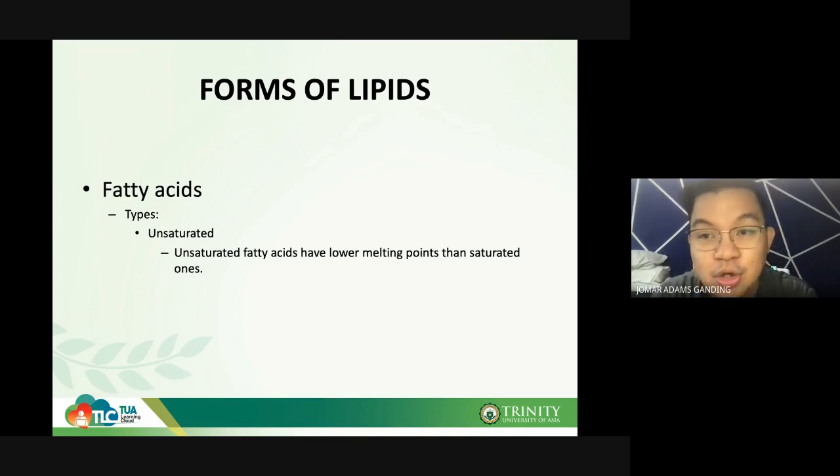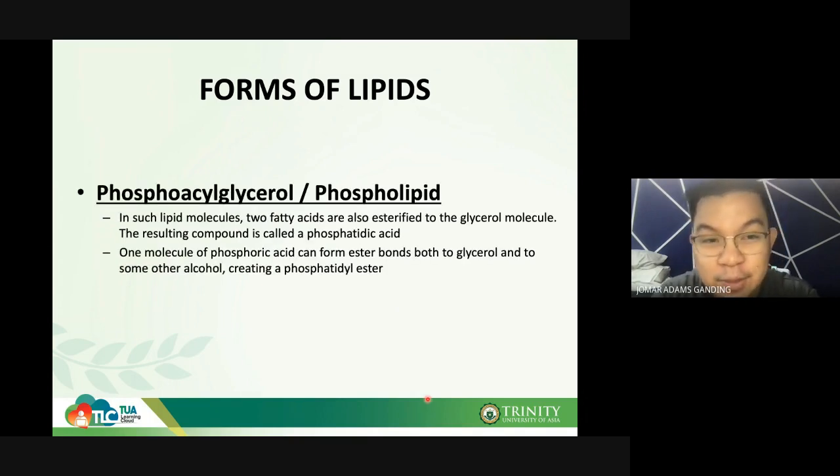Now let's proceed to the second lipids, which are your phospholipids. Your phospholipids are also known as phosphoacylglycerol. In such a lipid molecule, you have two fatty acids. Sabi ko nga sa inyo, your fatty acids are usually bound to other compounds. When we say phospholipid, you have two fatty acids that are esterified to your glycerol molecule. When we say esterified, we mean they are bound to your glycerol.